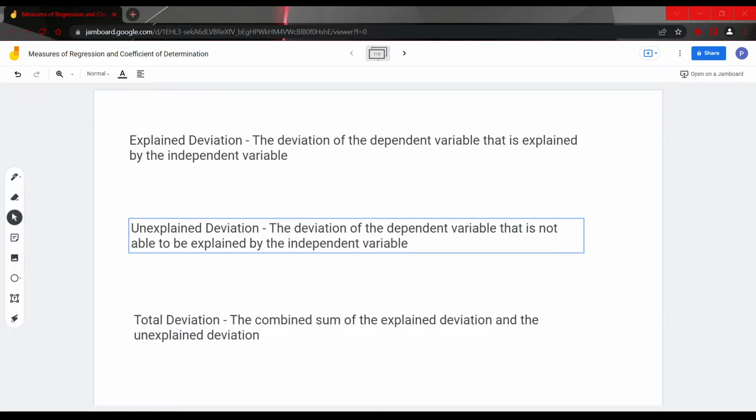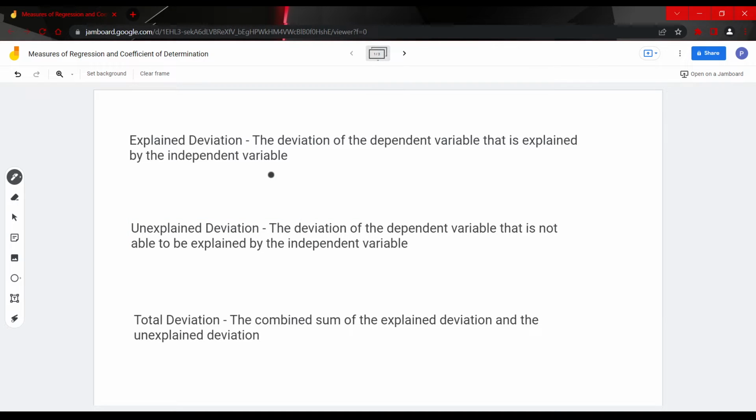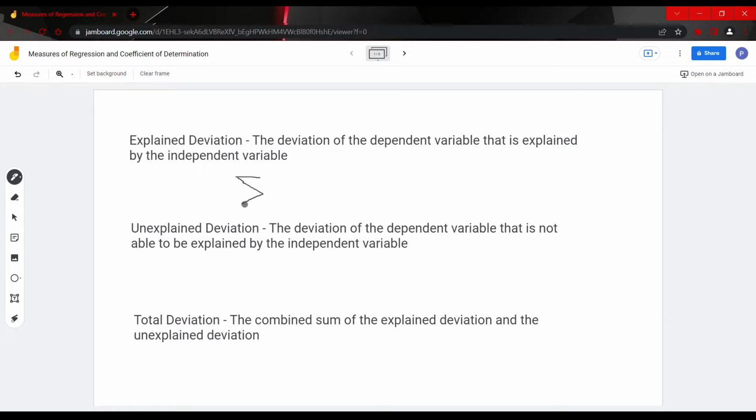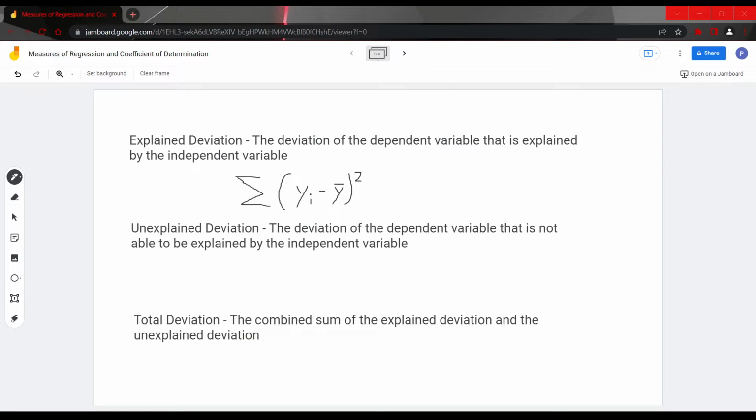Starting from the explained deviation, the explained deviation is the sum of each individual predicted value subtracted from the mean of the y values, squared. So what this looks like is the sum of (y hat i minus y bar) squared. And so this is what this looks like. And again, I'll show you an example in a second. For now, I want you to just be able to write this equation down.